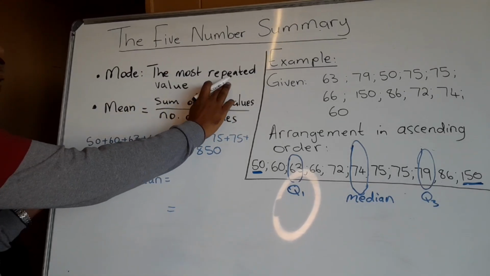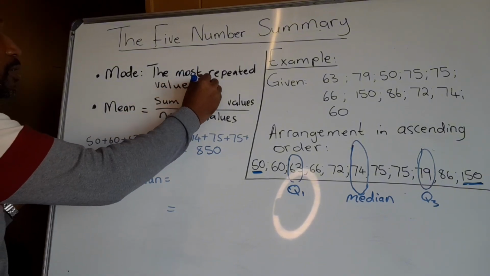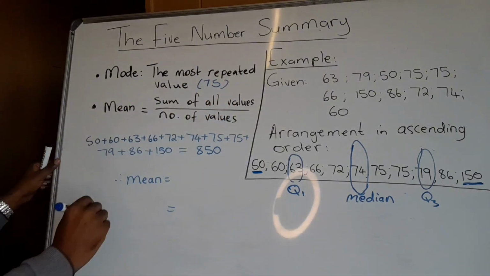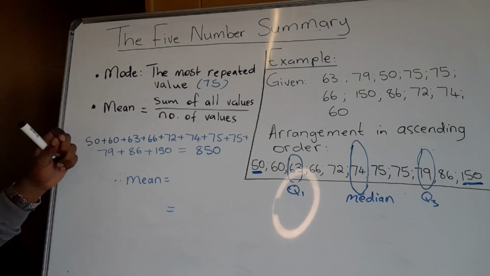So in our case, the most repeated value was 75, because there were 2 of them, whereas we didn't have any other number appearing more than once. Then after that, we have what we call the mean.